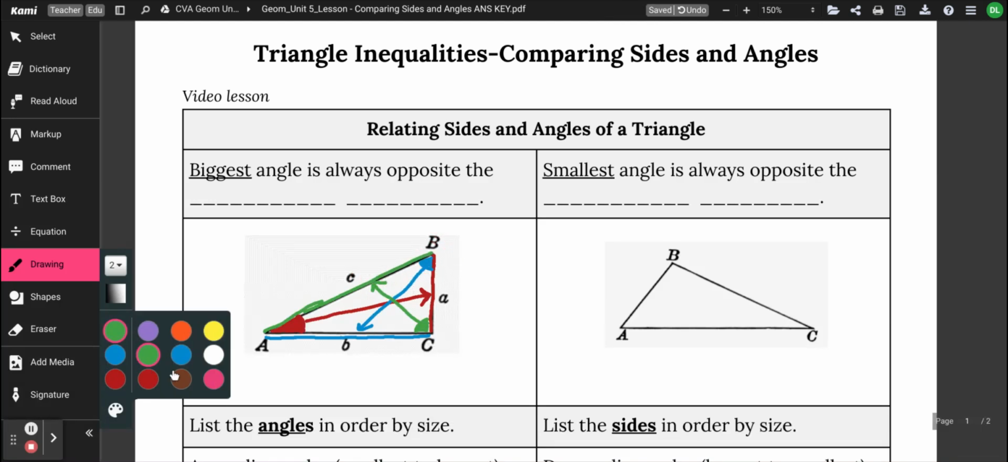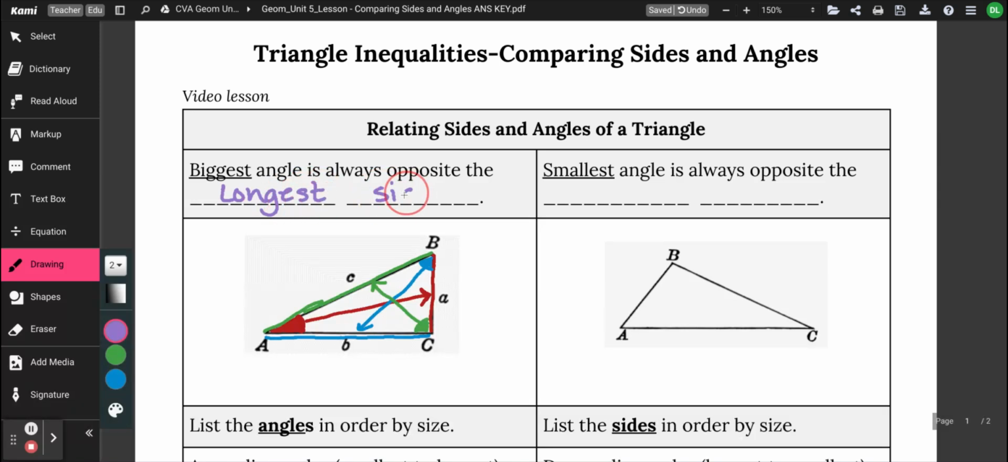Okay? The thing to remember is the biggest angle is always opposite the longest side. So they kind of go together. The biggest side is opposite the biggest angle. The smallest side would be opposite the smallest angle. So big goes with big, little goes with little, which means the one in the middle matches up with the one in the middle. And we're always comparing sides and angles.